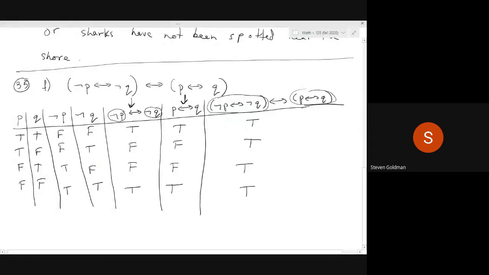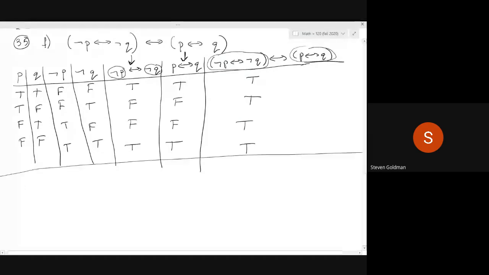Whenever you have a compound proposition that's always true, that's something called a tautology. We'll get to that a little bit later today. Any questions on this problem?